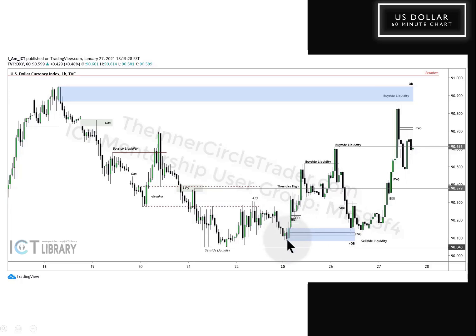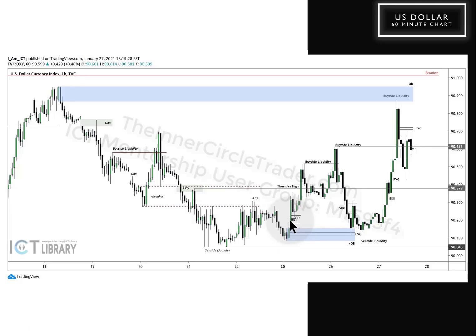I want you to take a look at this last down close candle here with the lowest down close. That is your bullish order block. It has a small little gap in here, right there. So you're associating two things that make up a strong bullish order block.